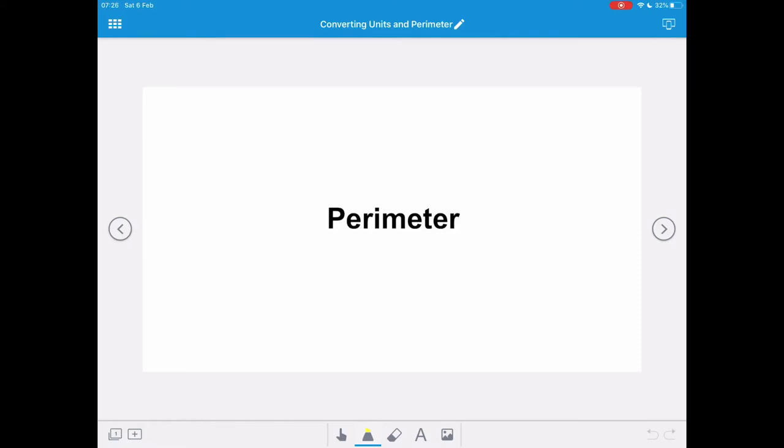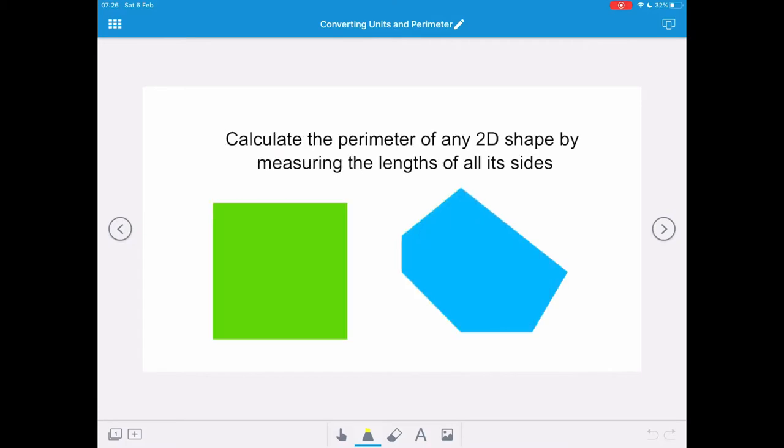In this video, we're going to look at perimeter using our units of length. Now we're going to calculate the perimeter of any 2D shape by measuring the length of all its sides. So you can see here we've got a green square, and we could measure the outside edges, the four equal sides of this square, to work out the length of its perimeter.